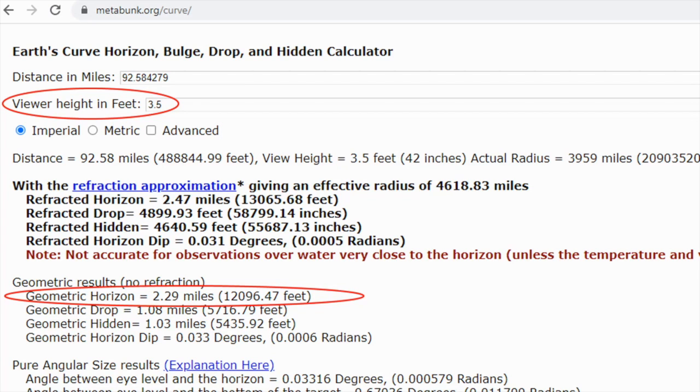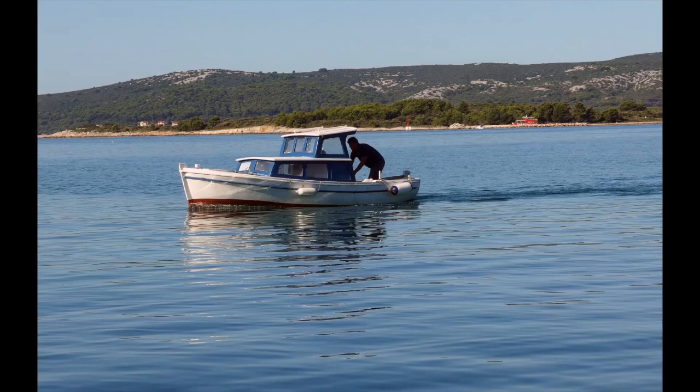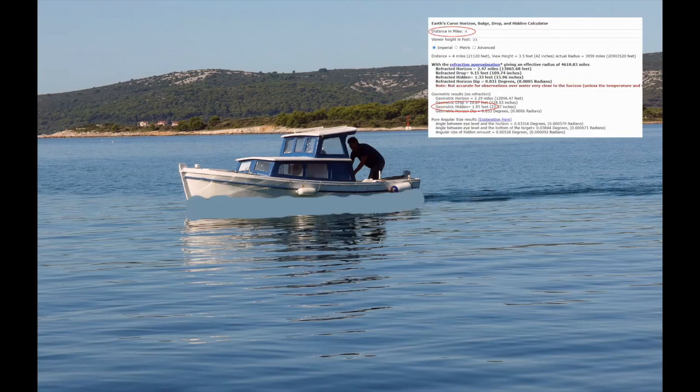The observer height is 3.5 feet, which, when put into an Earth curve calculator, we get a distance of 2.29 miles. This means that everything beyond this 2.29 miles will be incrementally obscured from the bottom, due to the fact it will be behind the curvature of Earth. For instance, if there was a boat at 4 miles away, then the bottom of the boat should be hidden by 1.95 feet.